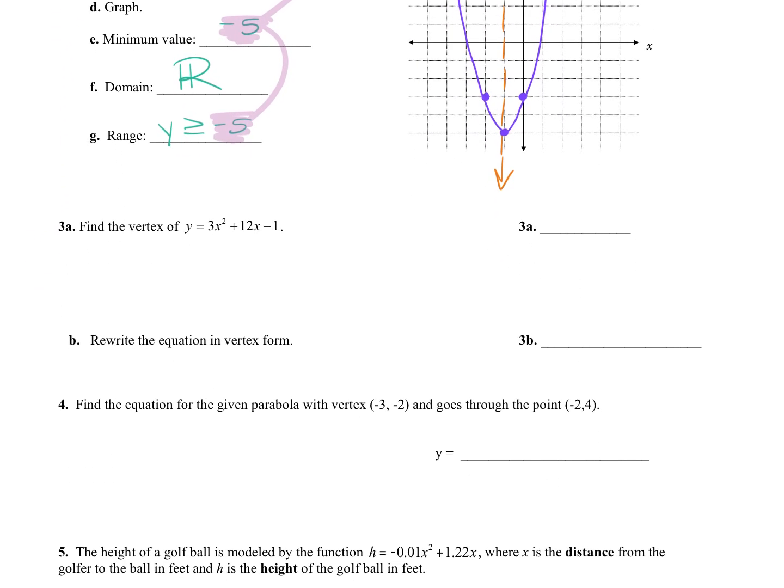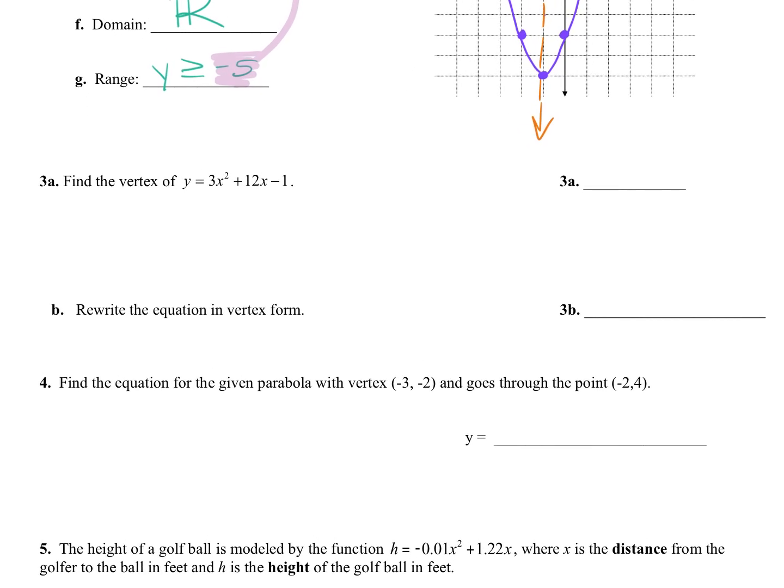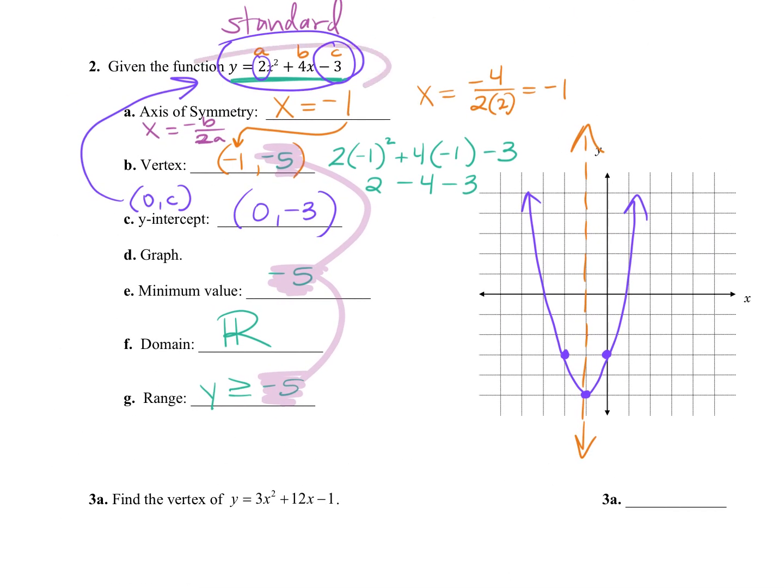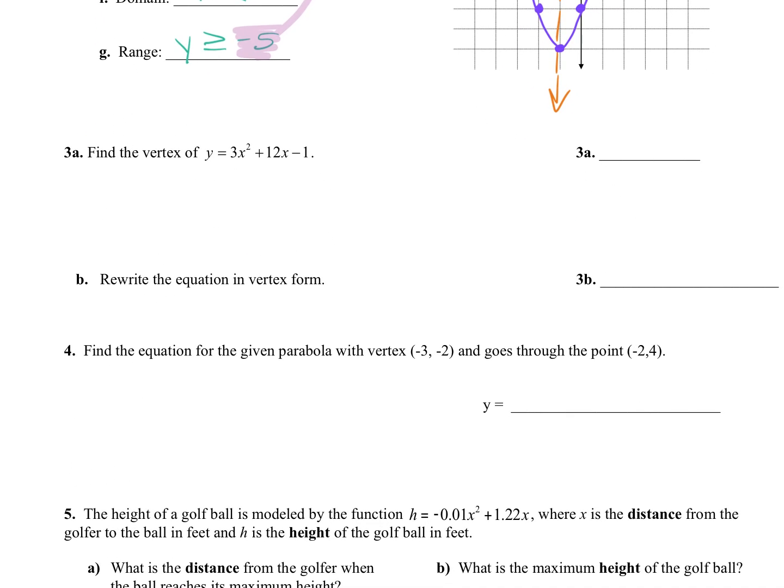Okay. The next one. So this one says find the vertex, and then we're going to rewrite it in vertex form. How do you find a vertex from standard form? Yeah, it's what we just did, right? We were in standard form, and we found the vertex. So you need to start with your axis of symmetry, essentially. So we're going to say x equals -b over 2a.